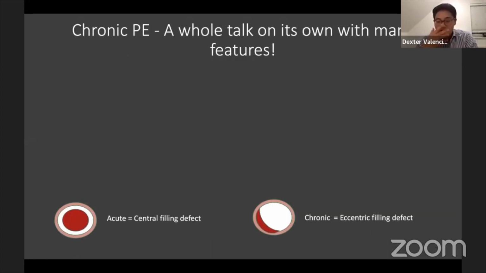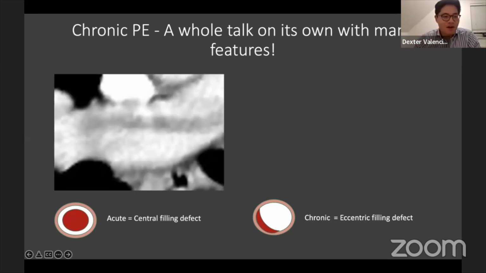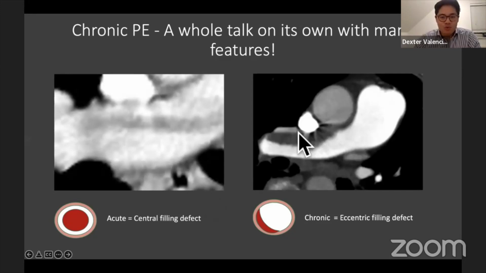I'll give a small talk. In terms of PEs, we've covered a lot about acute PEs. Just a slide on what chronic PEs look like. There may be a patient who presents and you might do a CT scan, and you may see a filling defect in some of the pulmonary arteries, and it might not look like what I've shown you in these last few slides. It might be that it's more to one side.